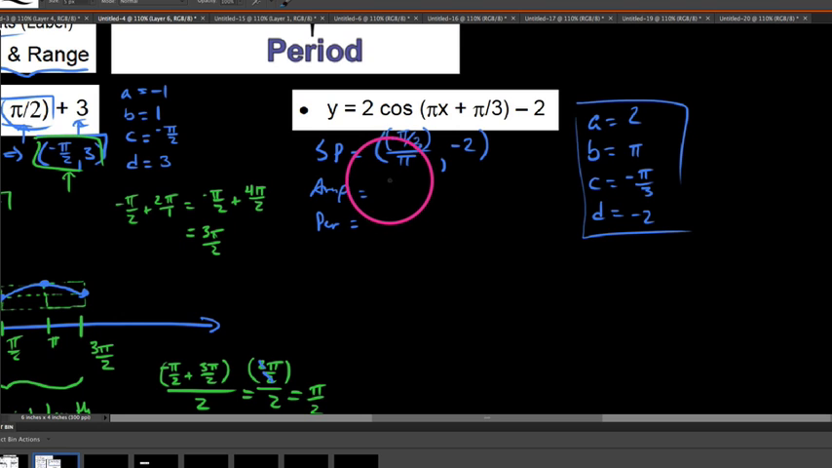Now, with respect to period, we say it's 2 pi over the B value, and our B value here is pi. So this is going to make this a little bit easier. We say that our period is just 2. Kind of nice to just have a whole value like that. And then, oh, sorry.